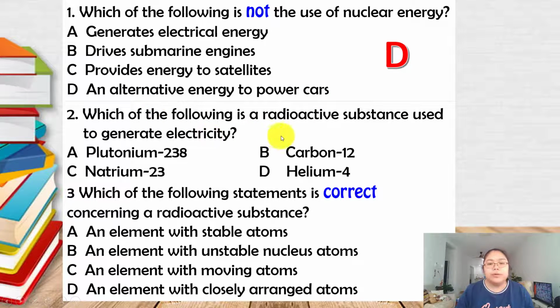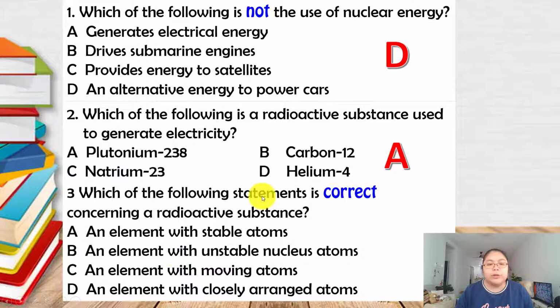Okay, number 2: which of the following is a radioactive substance used to generate electricity? Here we don't have any uranium. But how to pick the answer? You find the number, the biggest one. That one is an unstable nucleus. From here, this one is atomic number 238, so this one should be the unstable one. This one we call plutonium. So this can be used to generate electricity in a power station. So the answer should be A.